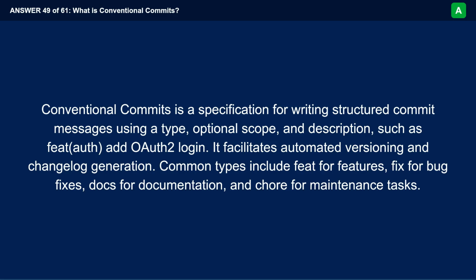Conventional commits is a specification for writing structured commit messages using a type, optional scope, and description, such as feat, auth, add OAuth 2 login. It facilitates automated versioning and changelog generation. Common types include feat for features, fix for bug fixes, docs for documentation, and chore for maintenance tasks.